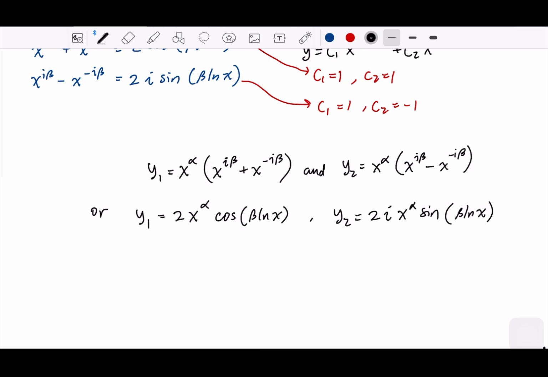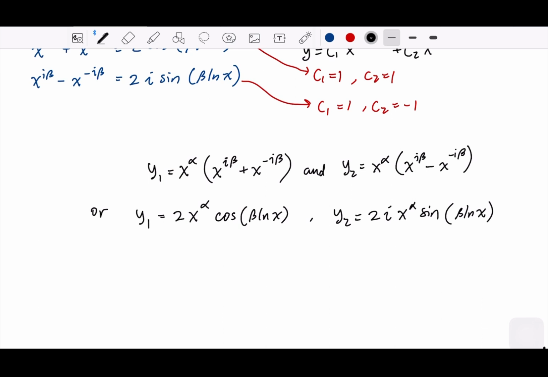Okay, we continue. So essentially, y1 is 2x to the power of alpha cosine beta ln x, and y2 is 2 imaginary number x to the power of alpha sine beta ln x. But the conclusion is a little bit weird, because first we don't want to write this imaginary number. So what we could propose is to keep only the part with the essential features of the function. For example, y1 is x to the power of alpha cosine beta ln x, and y2 is x^alpha sine beta ln x.